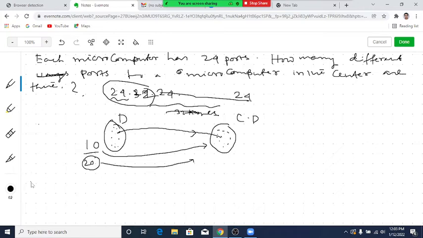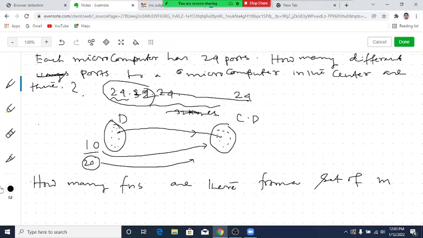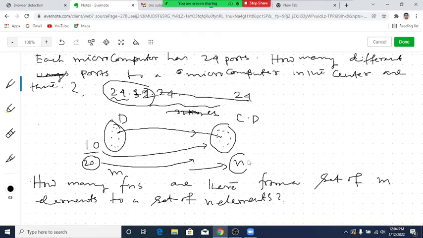Yes, sir. So how many functions are there from a set of n elements to a set of n elements? That means here there are n elements, and here there are n elements in the codomain. So how many functions can we define?